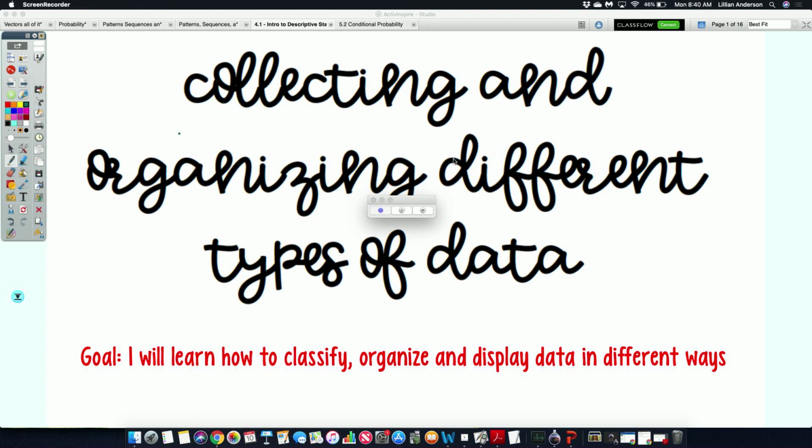To start statistics, we are collecting and organizing different types of data. So you're going to learn how to classify your data into discrete, continuous, qualitative, quantitative. You're going to learn how to organize your data into different types of tables, frequency tables, group frequency tables, and also display your data in different ways, tables, and histograms for today. There are, of course, other different ways that you can display your data, but this is just the beginning part. We'll talk about the other ones in the future.